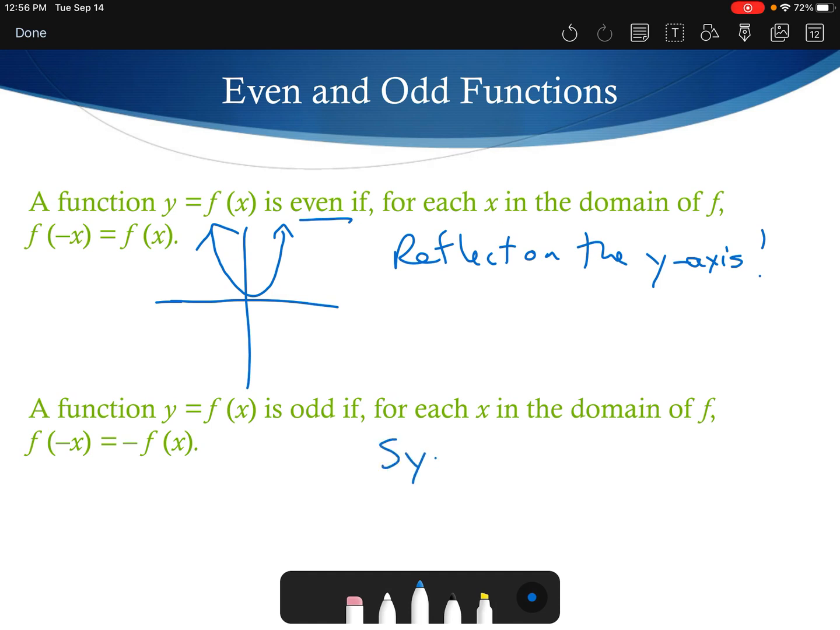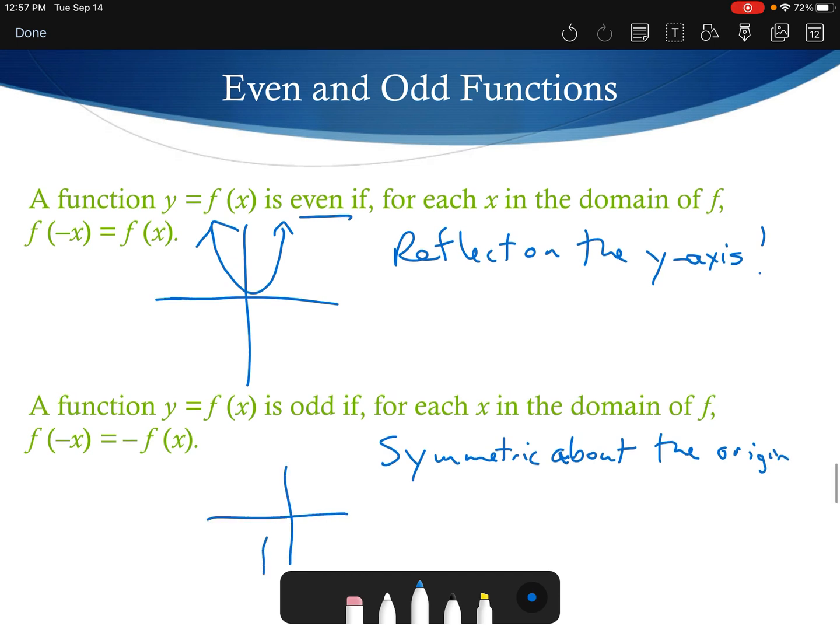Now, a graphical analysis of an odd function: it is symmetric about the origin. And what that means is you're going to take your calculator, graph an odd function, and if you flip it upside down, it looks the same.